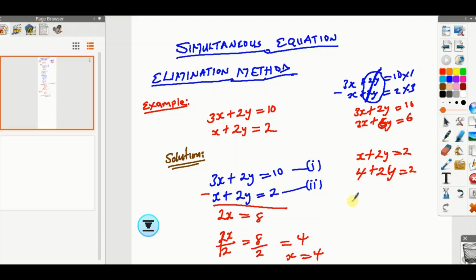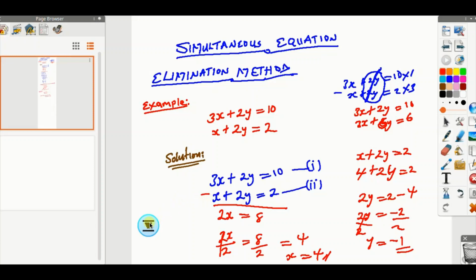So from here now, we have 2y equal to 2. When we bring this one to the other side, it will be equal to minus 4. So 2y will be equal to 2 minus 4, which is minus 2. When you divide both sides by 2 to cross this out, y will be equal to minus 1. So our x will be equal to 4, our y will be equal to minus 1. So this is what we call the elimination method.